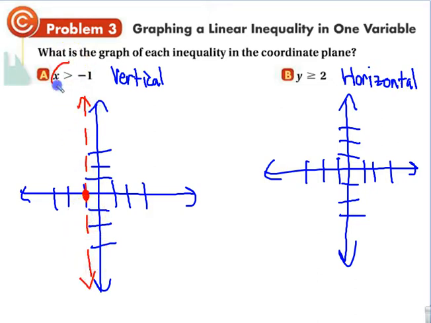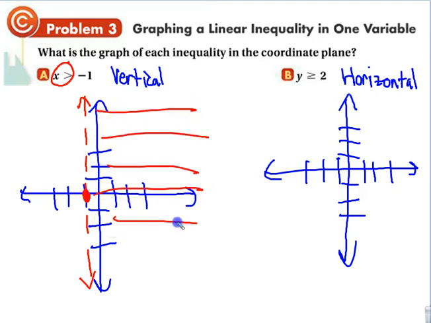Now, look at the first part of the inequality. X is bigger. Here is the x value, -1. Where are the x's bigger? This time I'm dealing with the x-axis. The bigger x values are over here, so I'm going to shade everything to the right. Okay. I shade everything to the right.